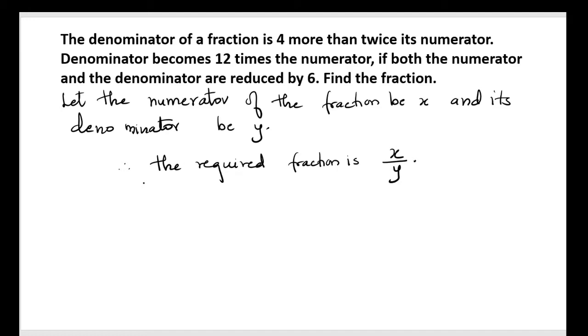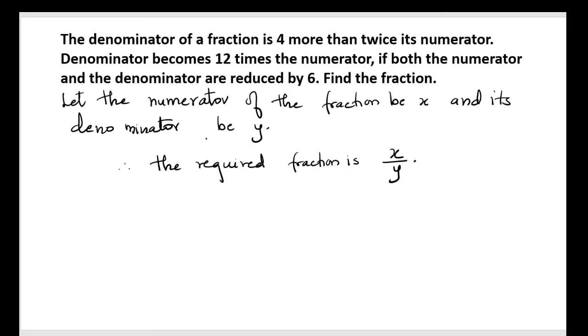The first condition says the denominator of a fraction is 4 more than twice its numerator. Now bear in mind, this is an English statement. You have to convert it into a mathematical format. So as you read the statement in English, you can obviously convert it into an algebraic form, just as it is, because it says the denominator of a fraction is.